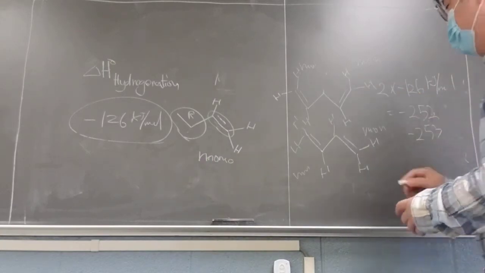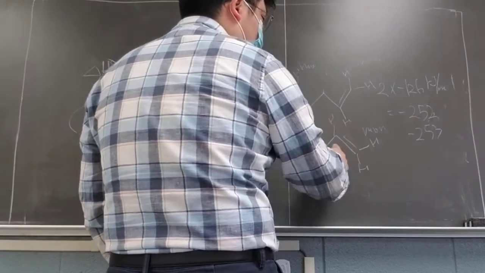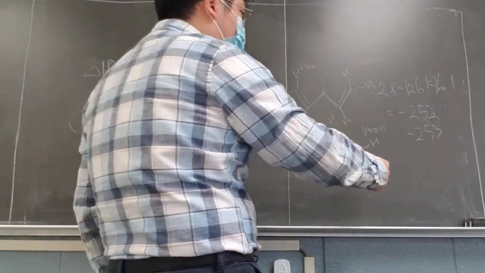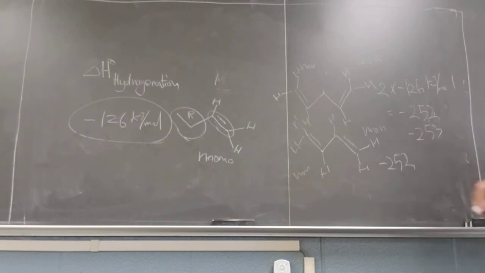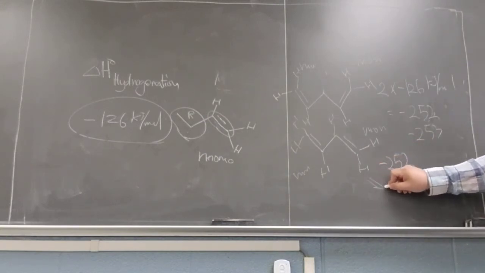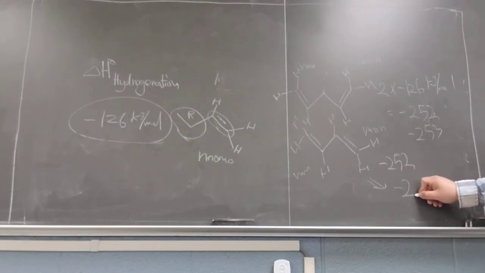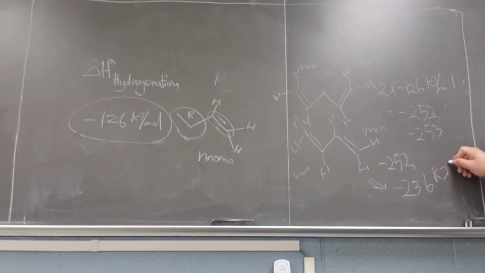So okay, how about this one? It also has two mono substituted double bonds. So it has to be negative 252, but when they measured, it was only negative 236 kilojoules per mole. So it was less than expected. And this is almost the same, but this is very different. It's 16 kilojoules per mole, a big difference.